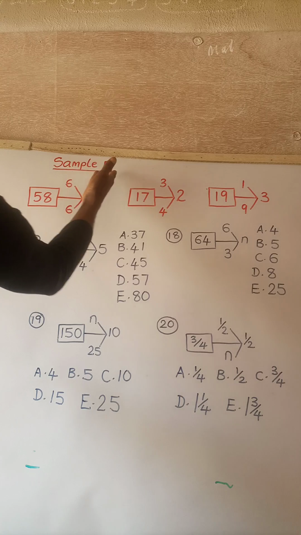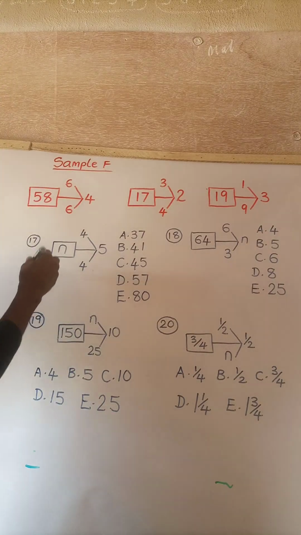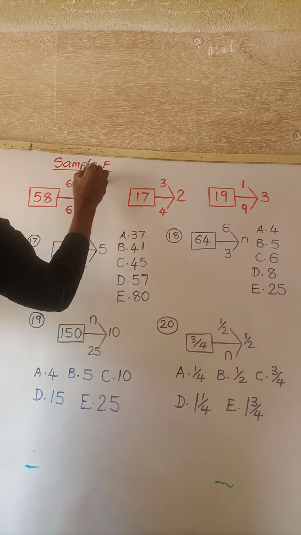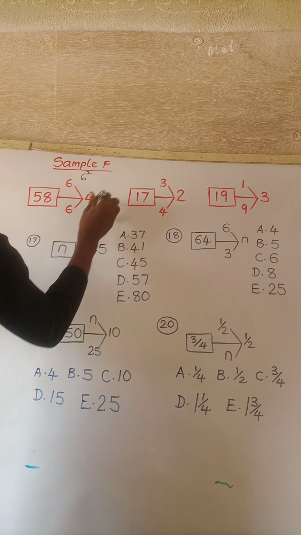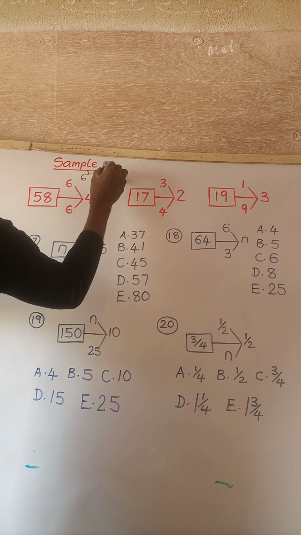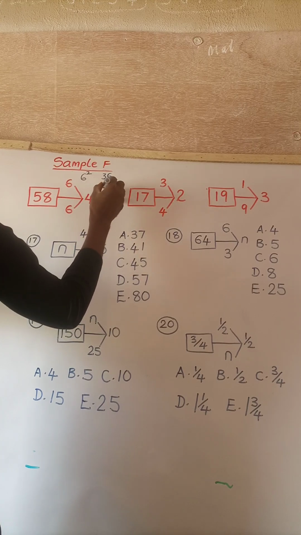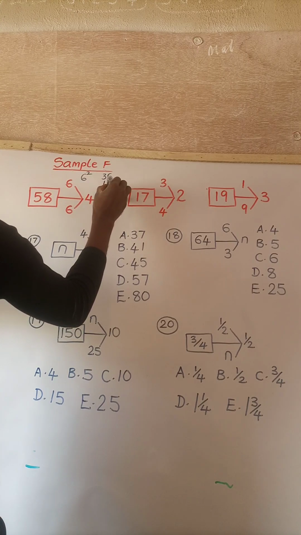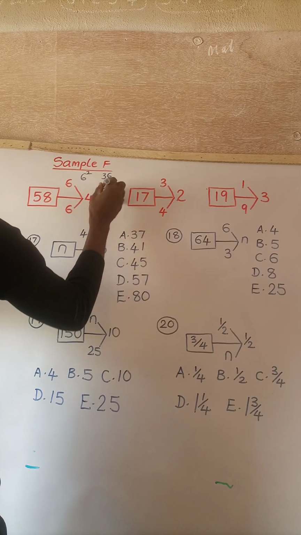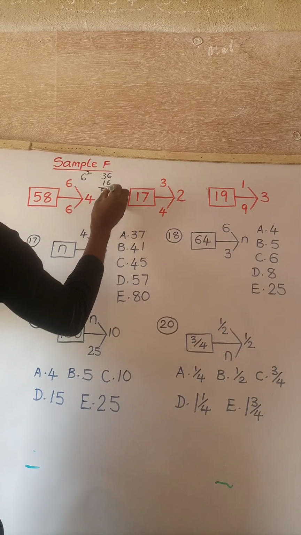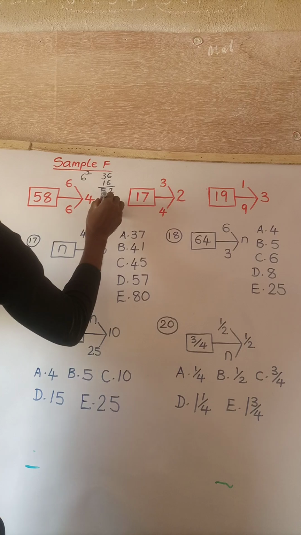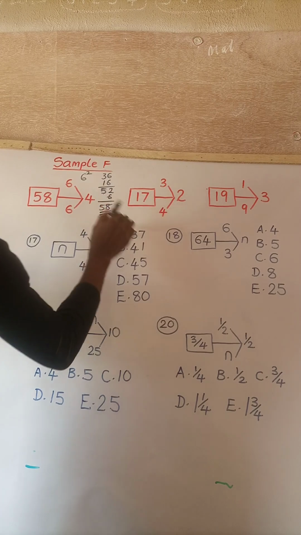Now, in sample L, what they did here is very simple. You will do 6 times 6, okay? 4 times 4. So this one now will give us 36 plus 16, okay? When you add it together, it will give us 52, sorry. 52. Now, 52 plus 6 will give us 58. We move to this one.